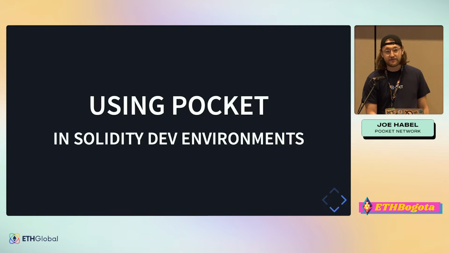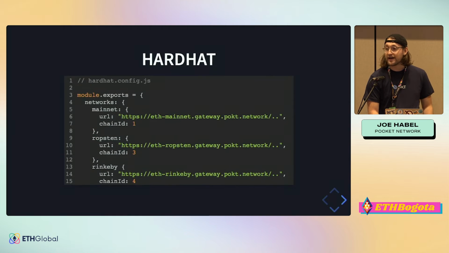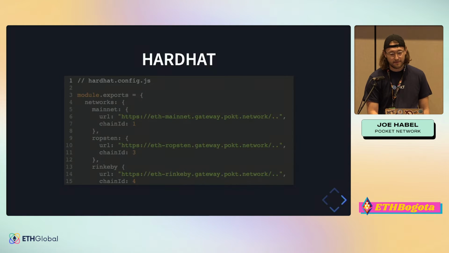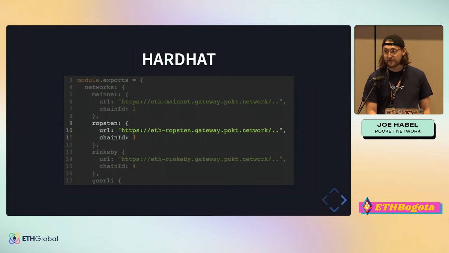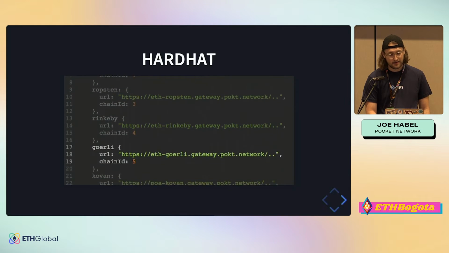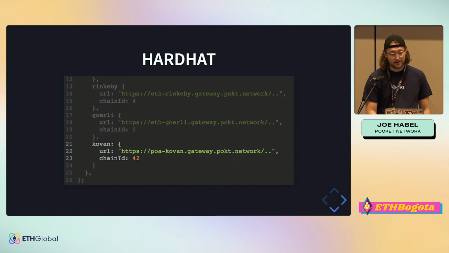So let's actually see how you use that URL when you get it. We'll start with Solidity development environments if you're building a smart contract. We'll take Hardhat as a popular example. It's as simple as, in your hardhat.config.js file, specifying in your networks mainnet, here our ETH mainnet endpoint. And for Ropsten, just drop in that Ropsten URL that you get from the portal. Same with Rinkeby, Goerli, and Kovan.